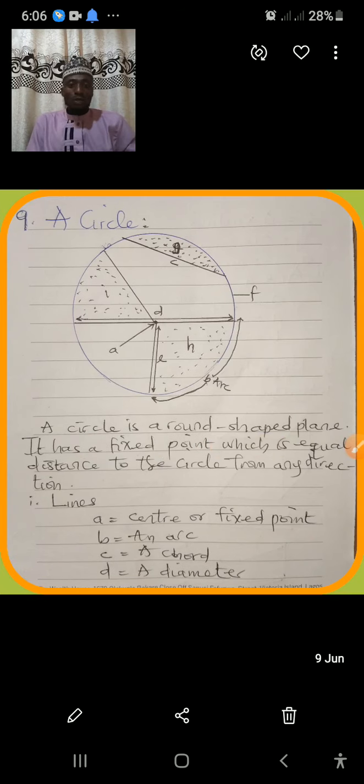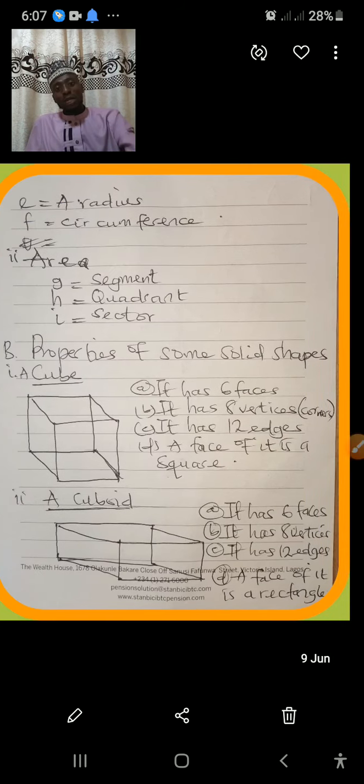Look, sector is when you have 2 radii and you have an arc that covers it. You can even use an orange to get it. That means 2 radii, 1 arc. It is I. So that is sector for you.